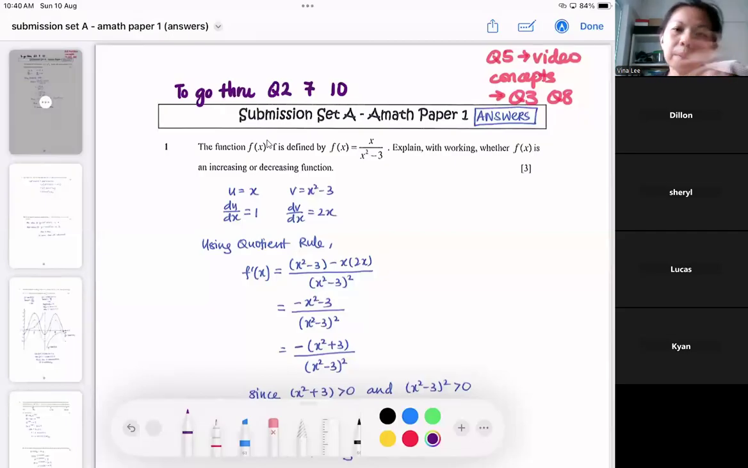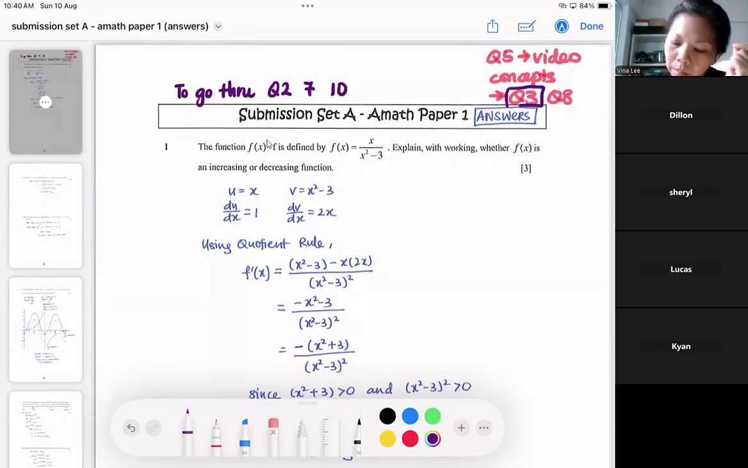Okay, for this A Math Paper 1, for those of you who need help for question 5, I have made a video for question 5. That means it's the exact question. And then there will be concept reviews for question 3 and question 8.